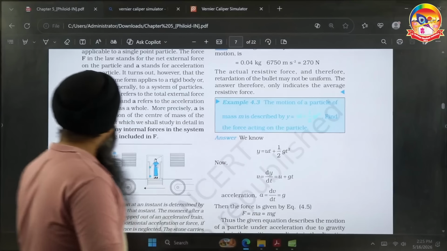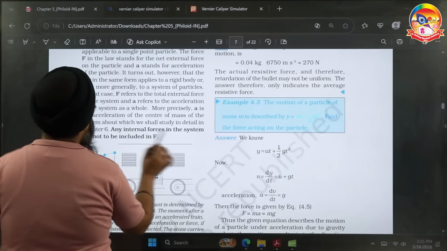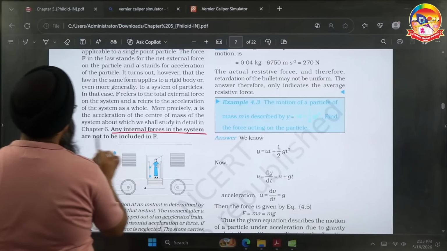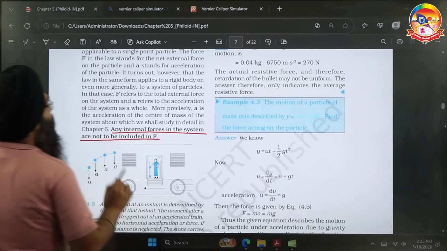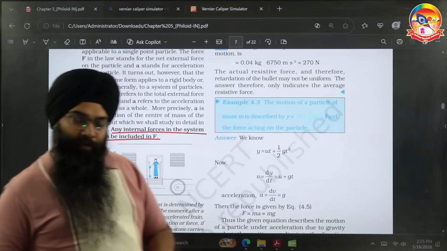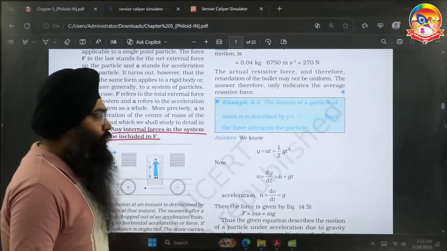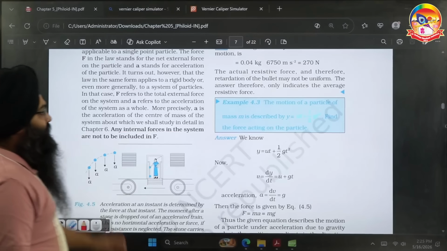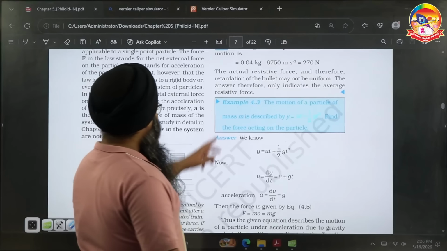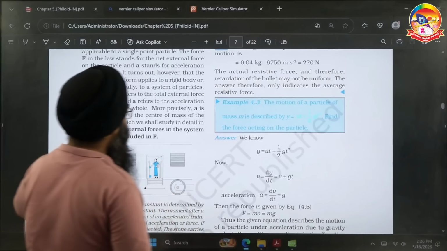So this is what they have written in this particular statement, that any internal forces in the system are not to be included in the net external force. Whenever we are applying F is equal to ma, in the net external force, the internal forces should not be included. One more particular example is there. Let us take that example also.